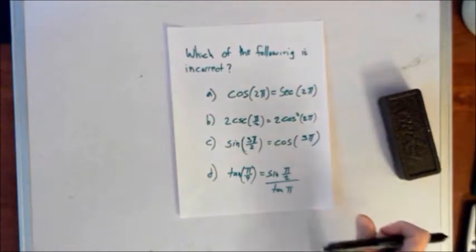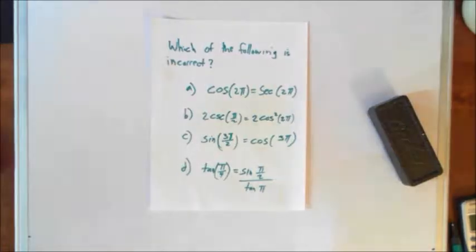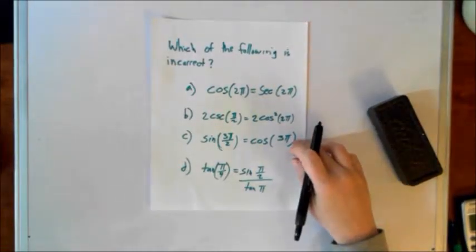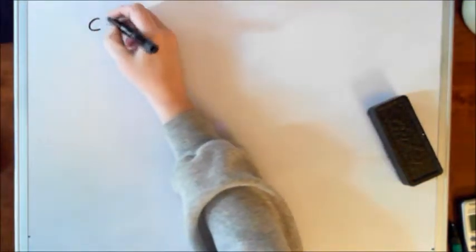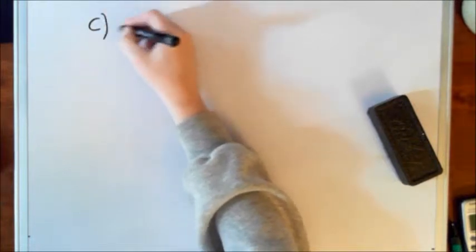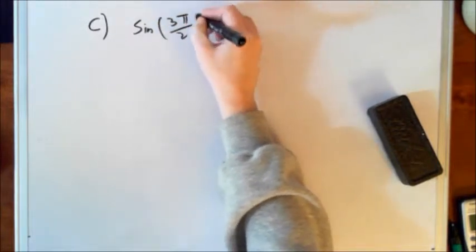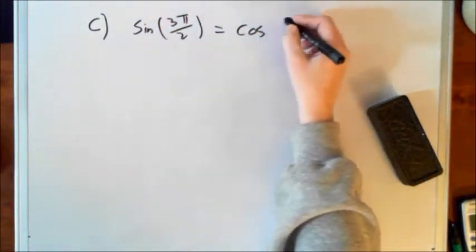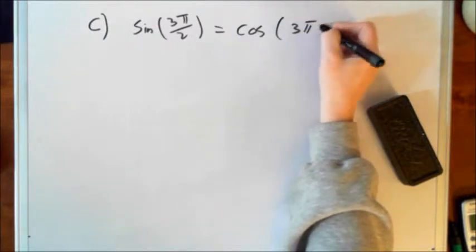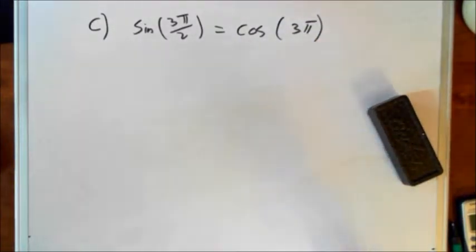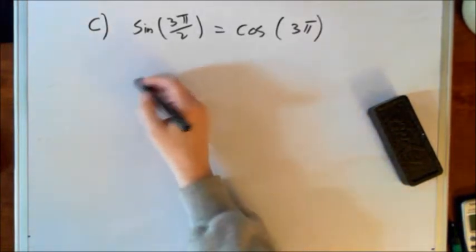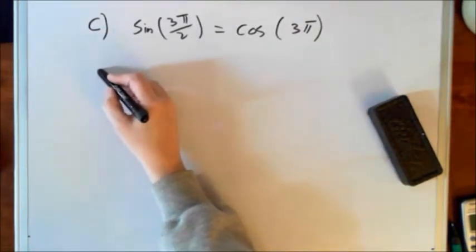So let's look at, I think we're on C now. So let's rewrite C. So C is sine of 3/2 pi, which is equal to cosine 3 pi. So the best way to do this, I think, is to graph it out. So let's do the graph of sine first.